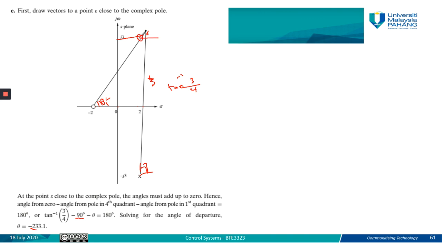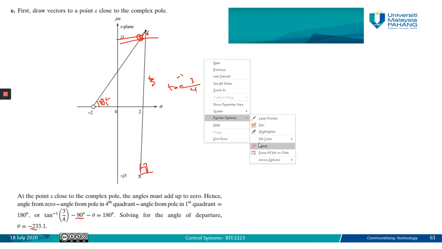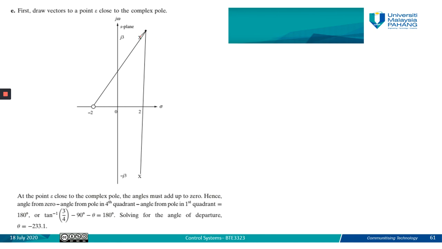That means when the root locus leaves this pole, it will leave with the angle of -233. We said the angle is always calculated with the horizontal axis. This is the pole here, and this is the horizontal axis. When we say -233, that means this is -180 this way, then we want 233, so it will be in this area. So the root locus will leave in this direction.